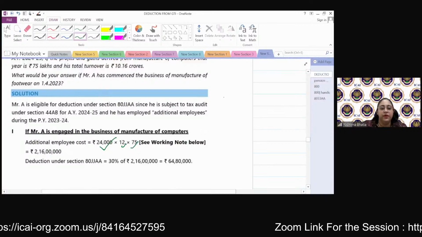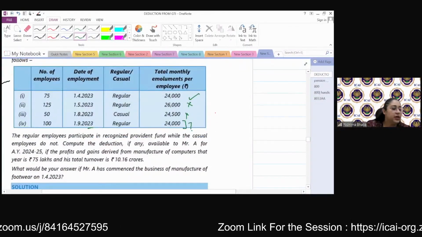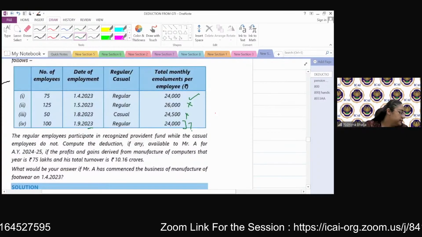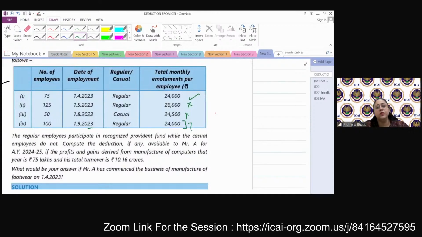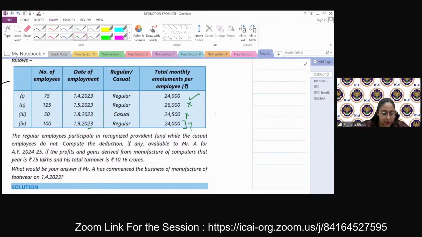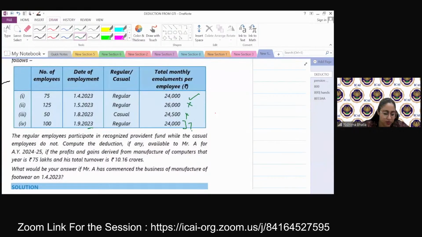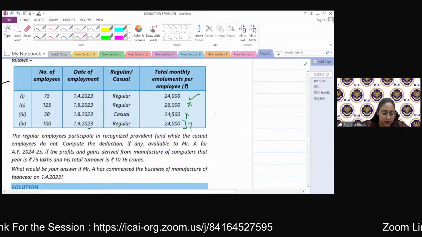$24,000 into 12 into 75. ठीक है, उसके अलावा और कोई डिडक्शन नहीं मिलेगा बिकॉज बाकी दो तो एलिजिबल नहीं है, सेकेंड एंड थर्ड और फोर्थ वाला इसलिए एलिजिबल नहीं है बिकॉज द ड्यूरेशन इज लेस देन 240 days. The duration is less than 240 days.